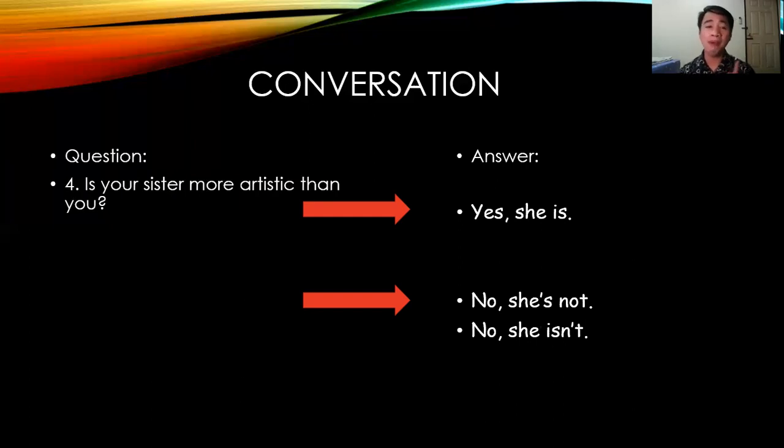Okay? So remember, if you are going to ask the question, is your sister more artistic than you? You have to answer in two different ways, whether you will agree or disagree. If you agree, yes, she is. If you don't agree, you can say, no, she's not, or no, she isn't. Okay? That's good.